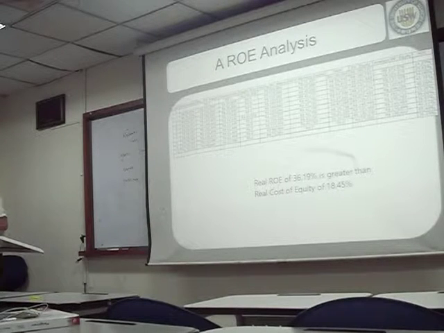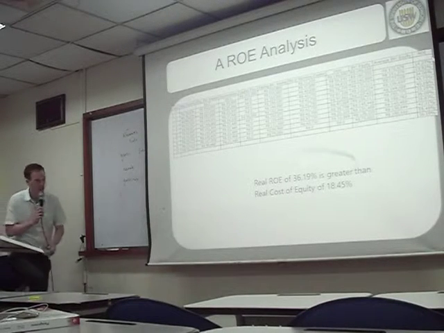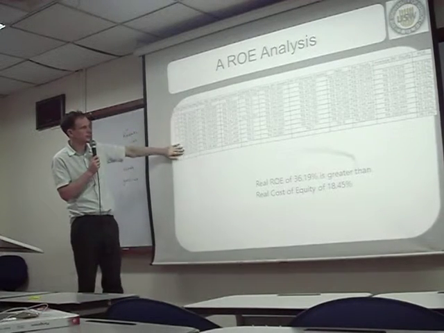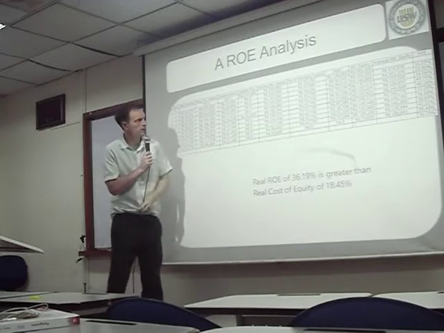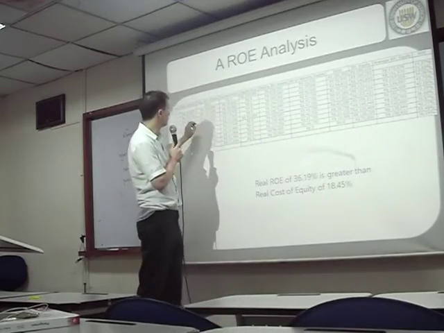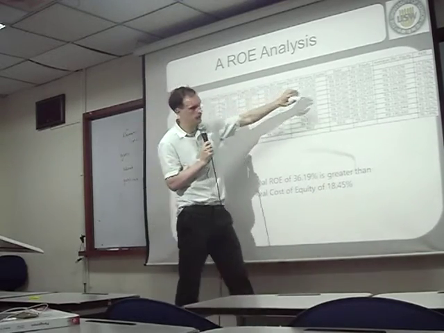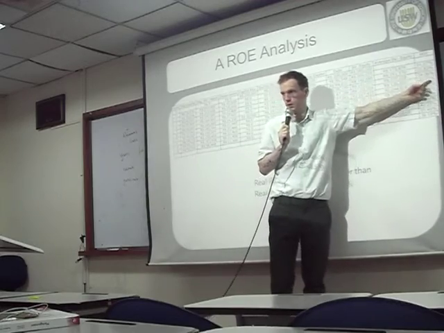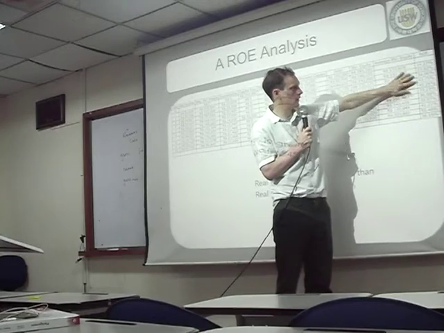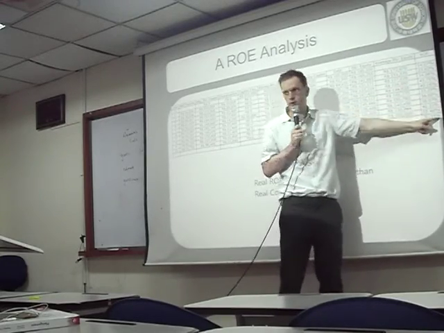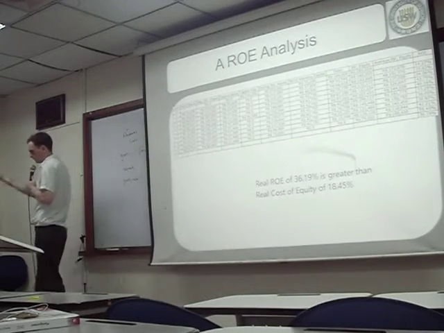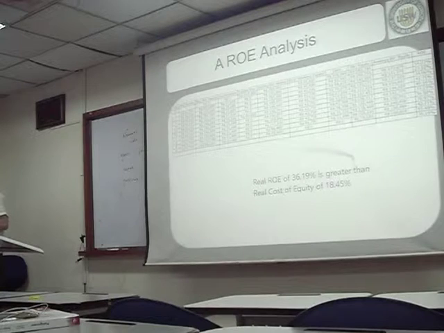Then we can do the ROE, the book value, using the accounting way. We get our net income every year, okay? And we divide that by the book value of equity. So we have income over equity equals return on equity, okay? So return on equity, we have the different values for the years, gets as high as 43%. The average is 36% return on equity. So the equity investor who invests their equity in the company is getting a return of 36%.